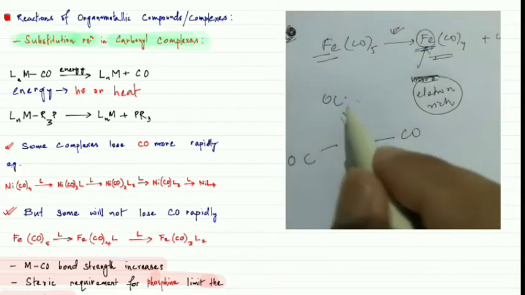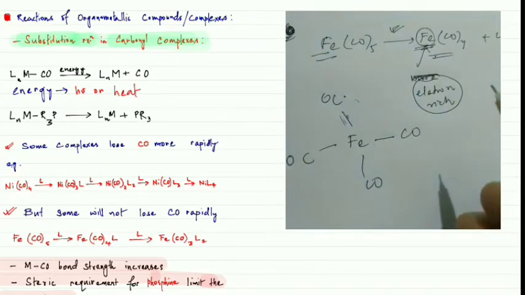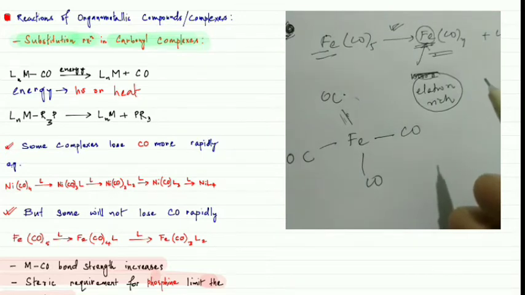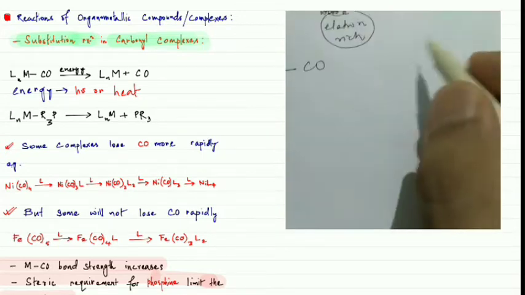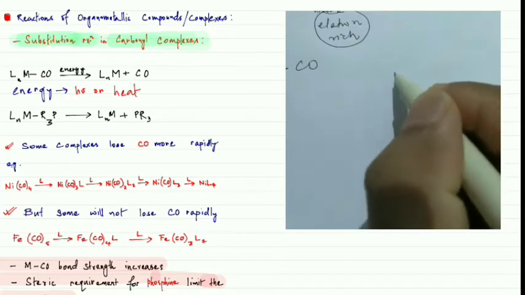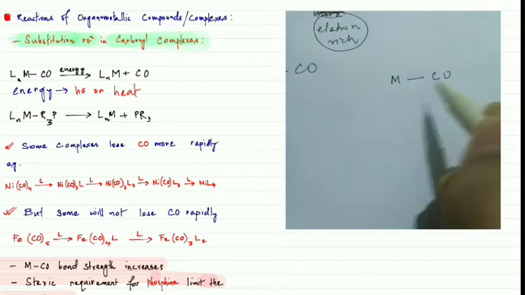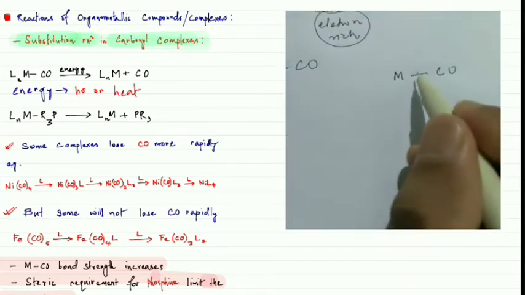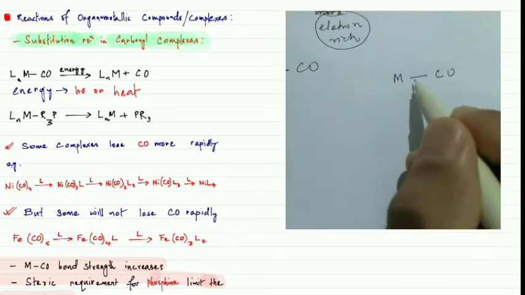In this bond, what is actually going to happen? The pi bondings are there, no? It was already discussed in previous classes. When a metal forms a bond with carbonyl, what is the nature of this bond? It is actually not a single bond.